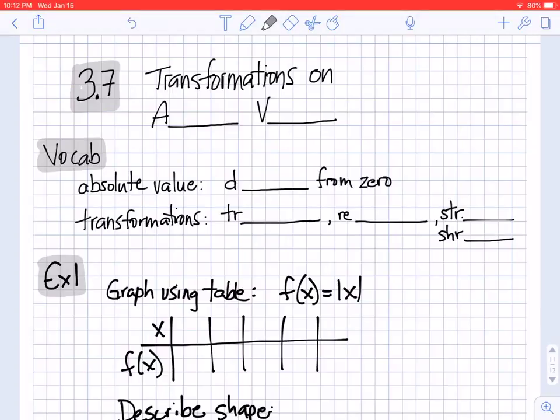This is 3.7. It's on transformations of absolute value functions.